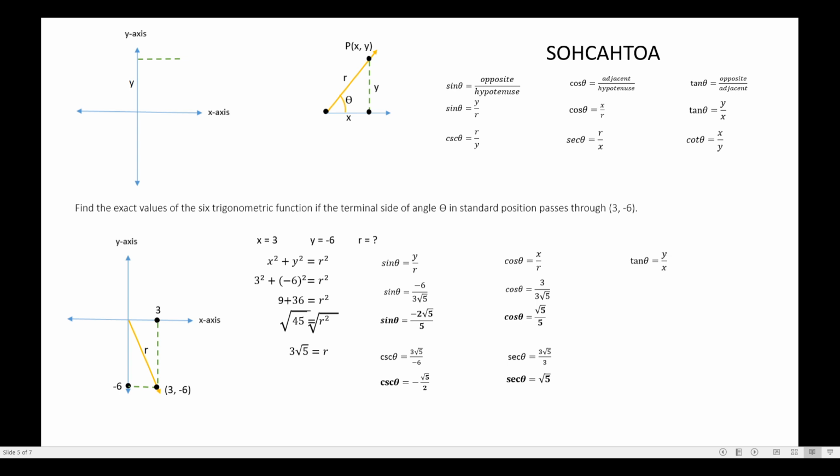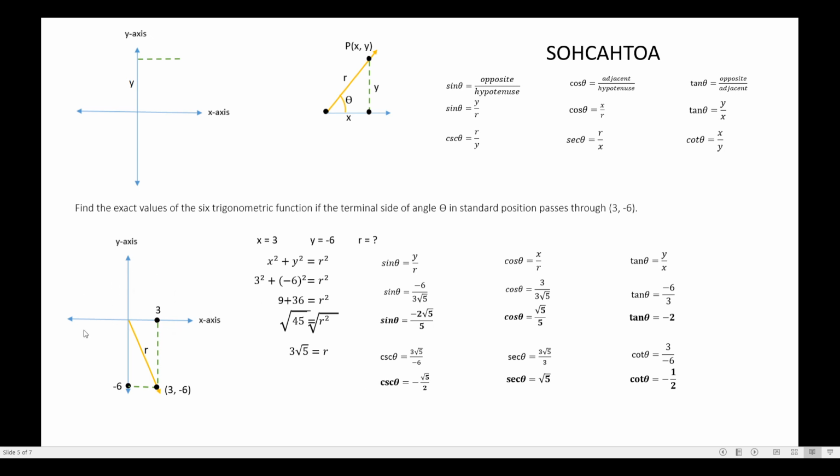Then for tangent, you have y over x. So that's easy. That's just negative 6 all over 3. And so you have negative 2 as your final answer, or the value of tangent theta. And then you will have cotangent theta, which is equal to 3 over negative 6. When you reduce it, that's actually negative 1/2. So that's it. Those are the values of the 6 trigonometric functions.